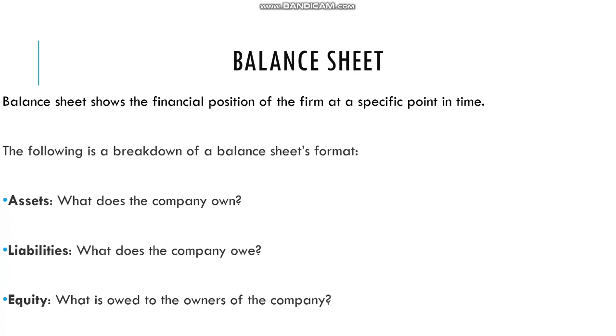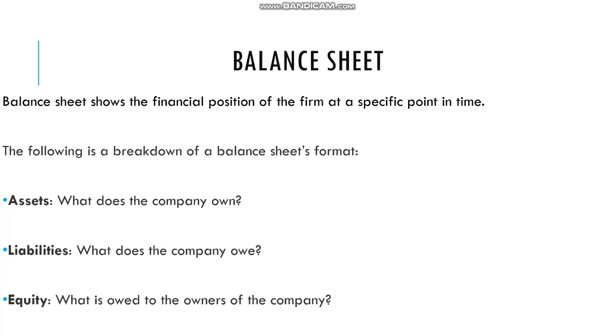Talking about assets, it is what the company owns. It is usually things like buildings, inventory, cash, everything that is listed in the balance sheet which is owned by the company, known as assets. Liabilities are the things that the company owes to someone else. So it can be long-term debt, accrued expenses, deferred revenue, or any other kind of loans as well.